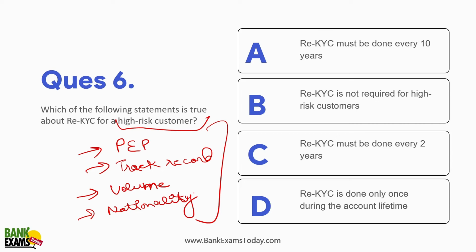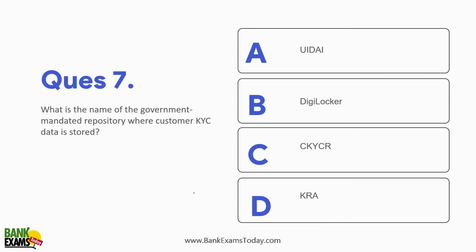So if somebody is a politically exposed person, he is going to be a high risk customer, right? So for the high risk customer, re-KYC is required to be done after every 2 years. So customers are categorized according to their risk profile. So there are 3 categories: low risk, medium risk and high risk. जो government employees हैं generally, low volume customers हैं, वो low risk में आते हैं. Sole proprietors, traders, they are like medium risk, right? And then high risk customers, politically exposed person, track record, volume, nationality, ये matter करता है.